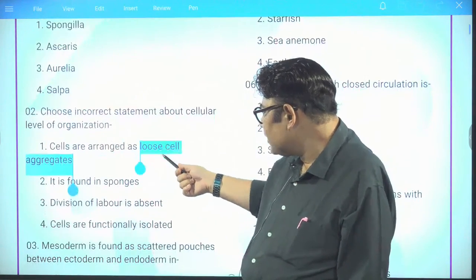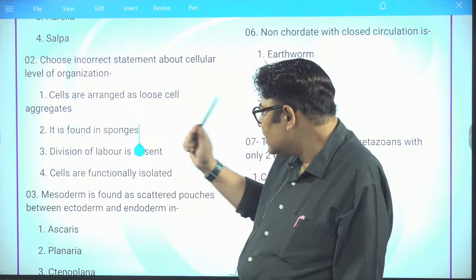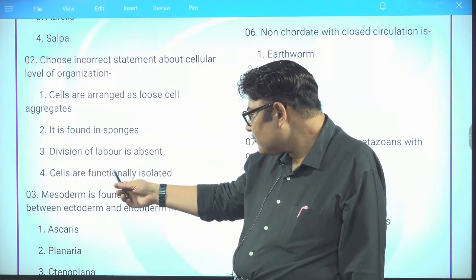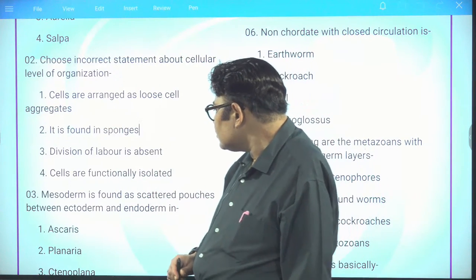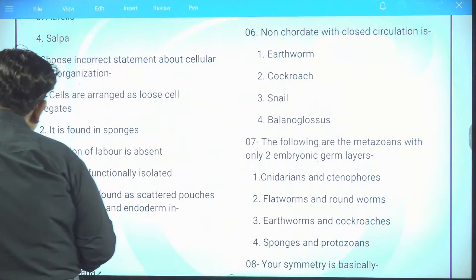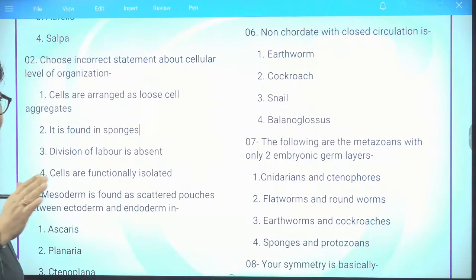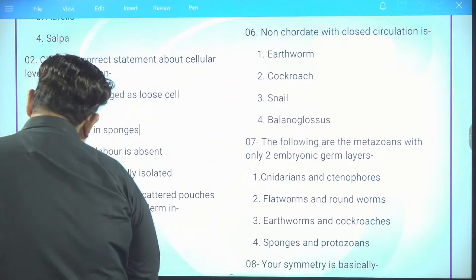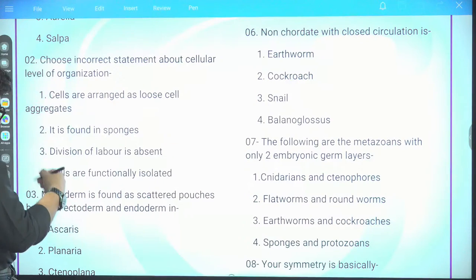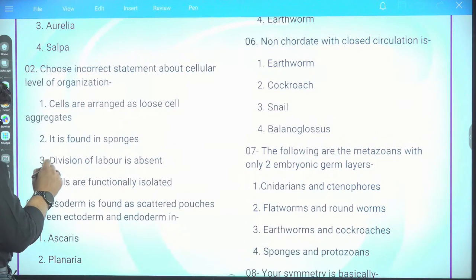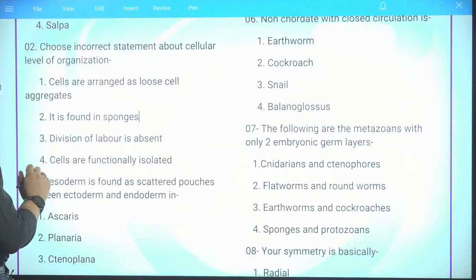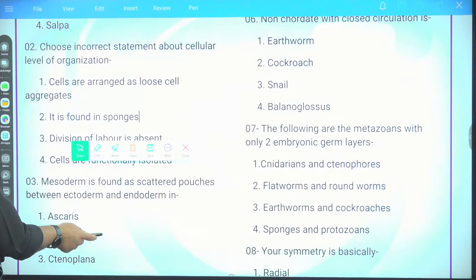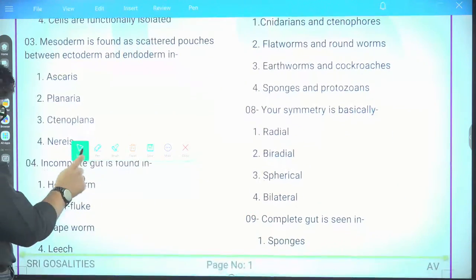Question number two. Choose the incorrect statement about cellular level of organization. Cells are arranged as loose cell aggregates. It is found in sponges. Division of labor is absent. Cells are functionally isolated. What could be the correct answer? Actually, in porifera we can see that some division of labor is present. It is not 100% absent. Therefore the third is the incorrect statement.